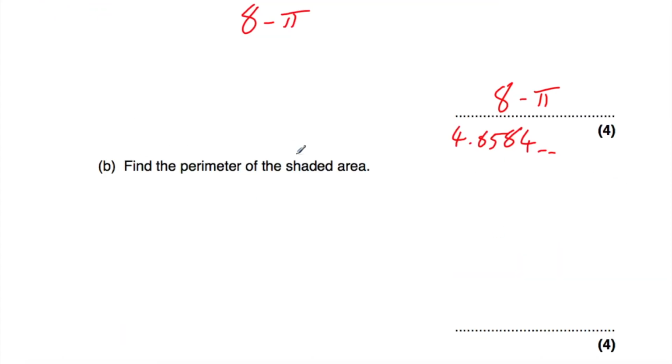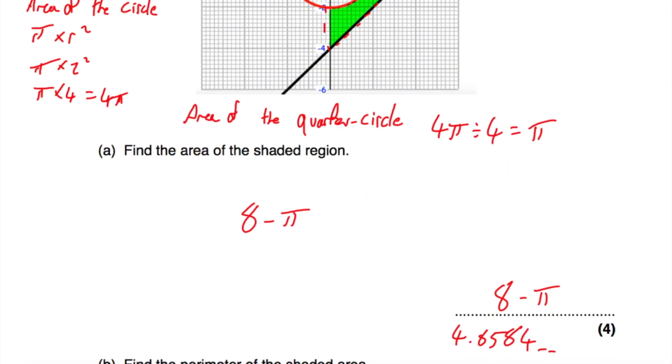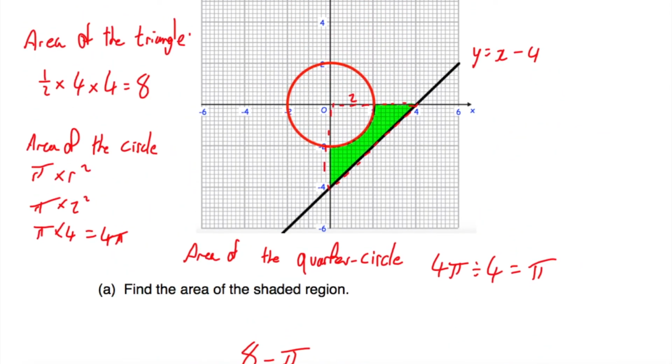Okay, and then part B. Part B says find the perimeter of the shaded region. I'm just going to get rid of those little dashes that I've put in already. So that's that distance plus that distance, that diagonal line there, plus that distance, and then plus that distance around there. If we add those 4 lengths together, that length, that length, that length, and then that curve, that'll give us the perimeter of that shaded region.